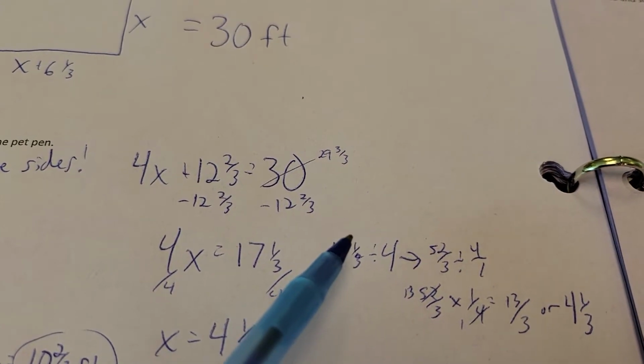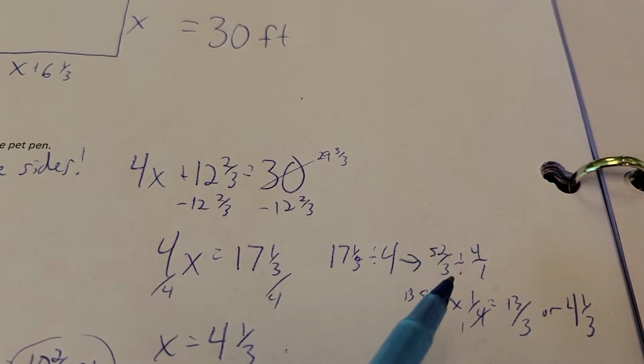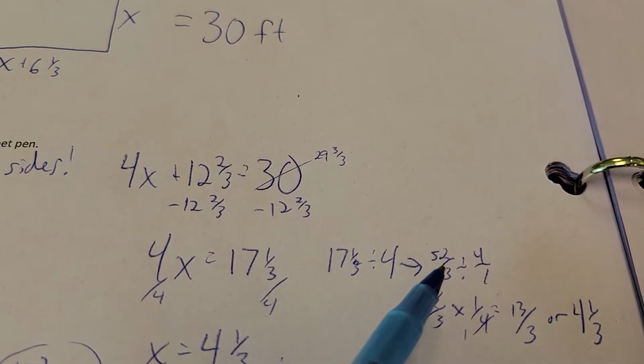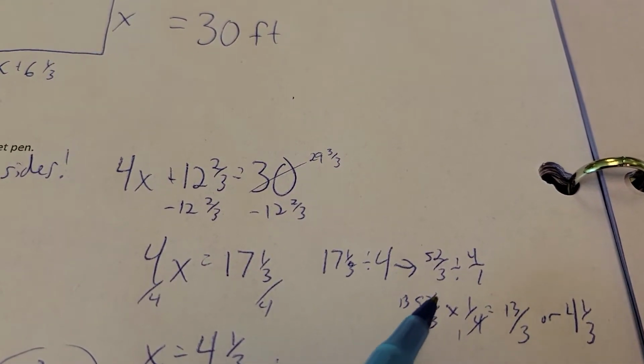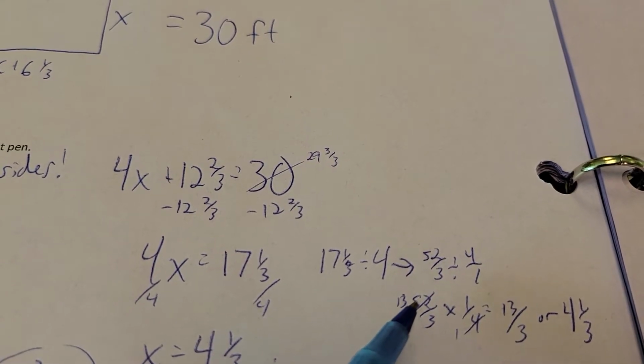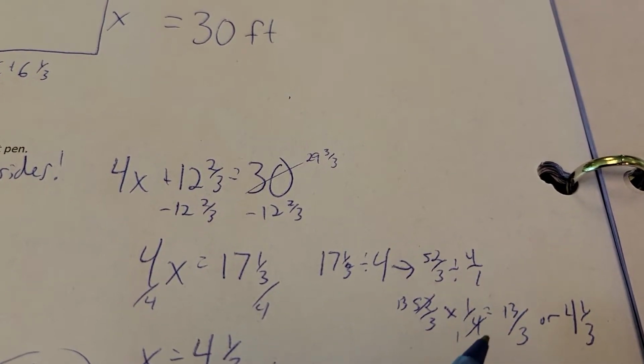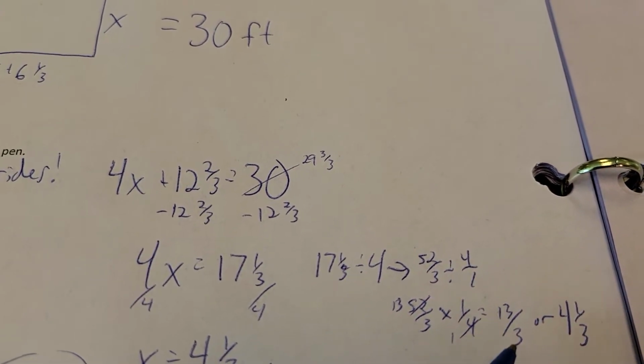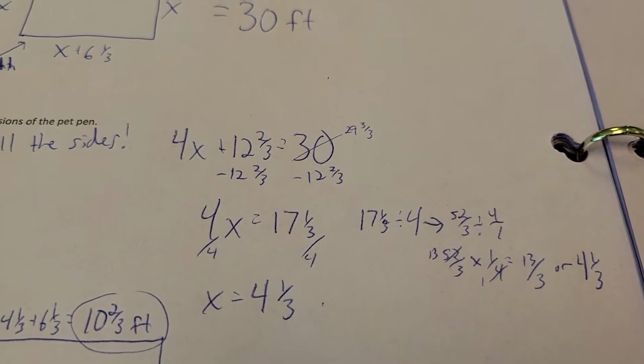3 times 17 is 51, plus 1 gives you 52/3, divided by 4, which I'm going to call 4/1. Once they're both fractions, I can keep, change, flip. So keep it, change it, flip it, and then I can cross cancel here. Both of these are divisible by 4, so 4 divided by 4 is 1, and 52 divided by 4 gives you 13. You get 13/3, or 4 1/3 feet.